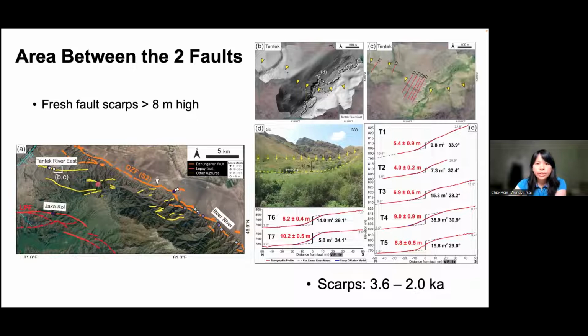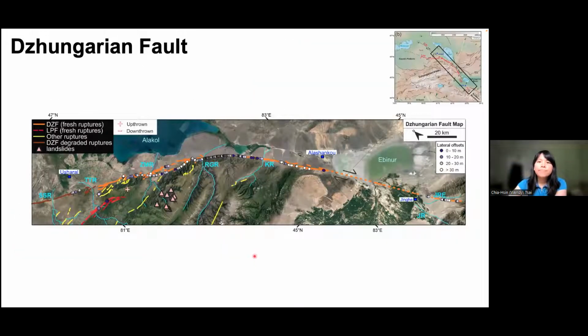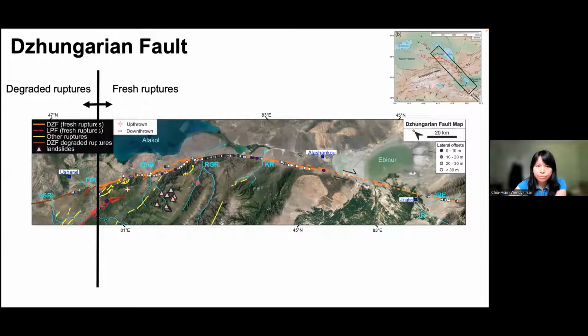Now we move further east to look at the Dzhungarian Fault. This is the mapping overview of the Dzhungarian Fault, which is marked by orange and brown lines. It's marked in different colors because we found that fresh ruptures only appear in the south of the Tentek River. This is based on the observation of fresh and degraded scarps across this boundary.